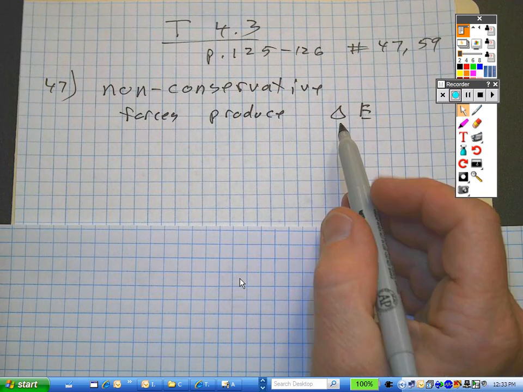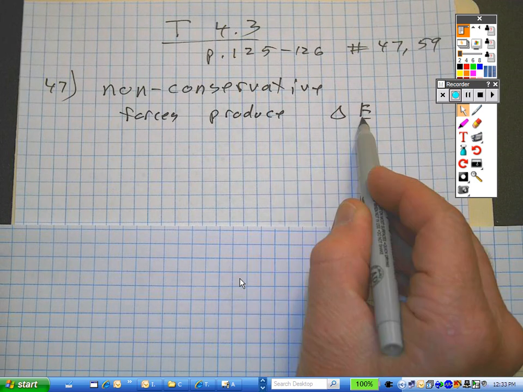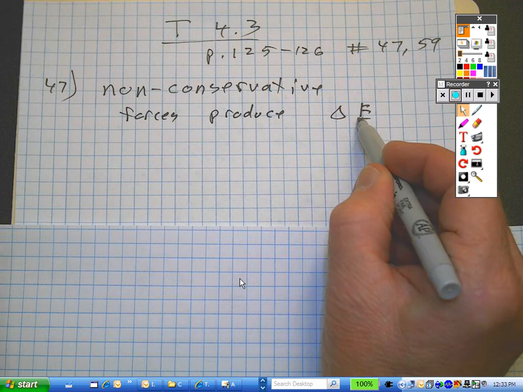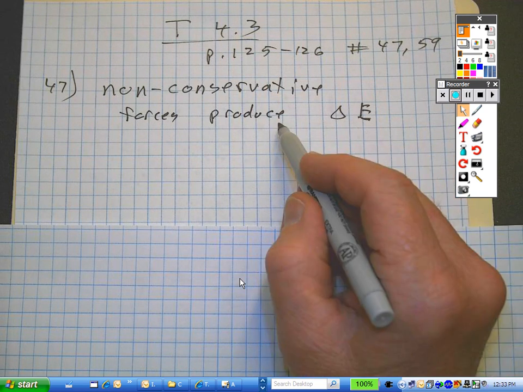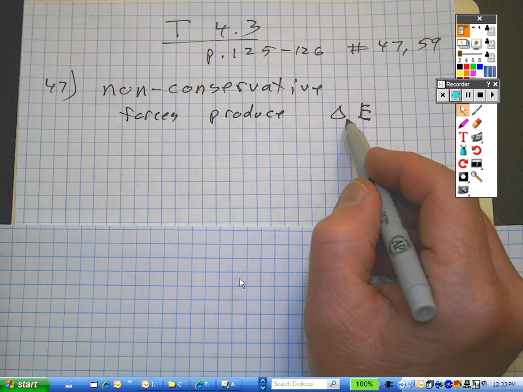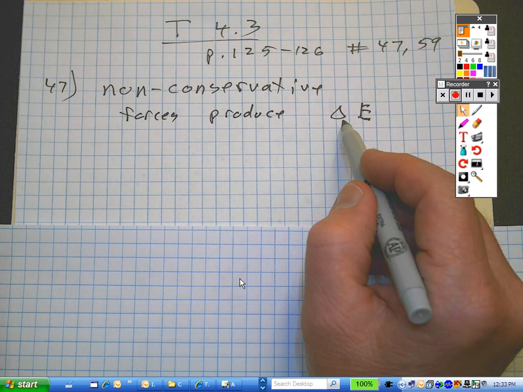What I'd like you to realize is that non-conservative forces produce a change in the energy, the kinetic and the potential energy. So if it's a conservative force, then there won't be any change of the energy. It would be one of those where you lose one kind and you gain another. But that's not the case for things like friction and other non-conservative forces.